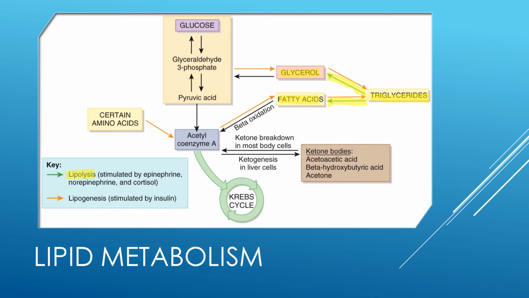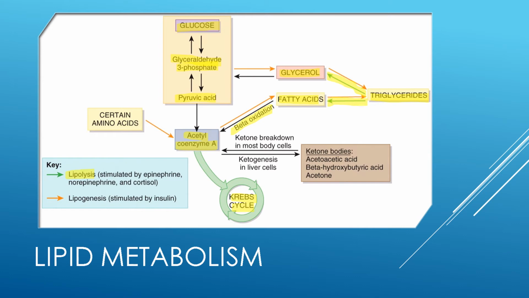And then glycerol may be converted into glyceraldehyde 3-phosphate, which is one of the intermediates of glycolysis, which can then either be converted into glucose or pyruvic acid. If it's converted into pyruvic acid, it can then be turned into acetyl-CoA to go to the Krebs cycle for oxidation. And fatty acids will actually undergo a process known as beta oxidation to enter into the Krebs cycle via acetyl-CoA.